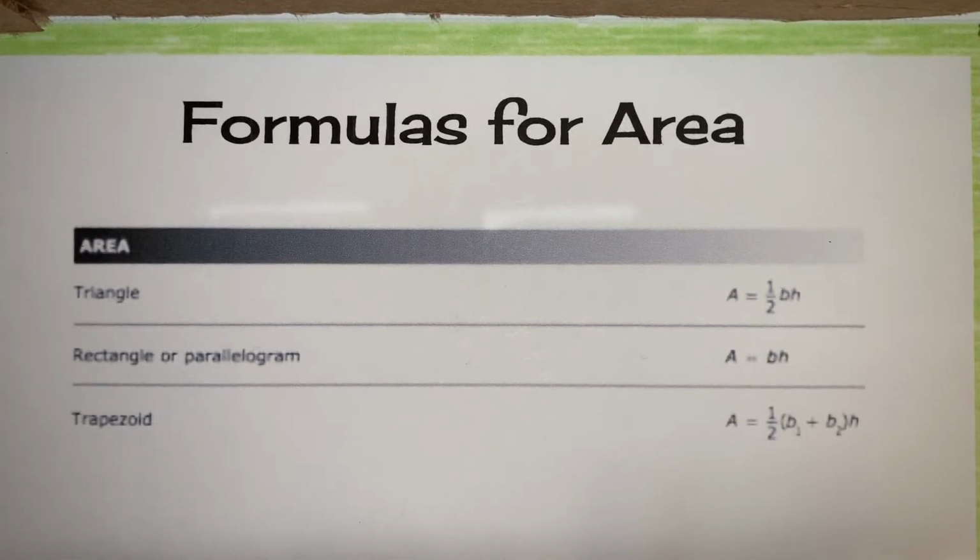This week we are going to be talking about area, finding the area of different shapes. The first shape we're going to look at is rectangles, and then we'll look at triangles, and then we'll look at trapezoids. This is the formula chart from the STAR test. It tells you all three formulas for each of the shapes.